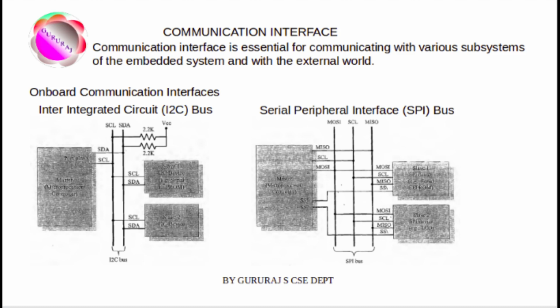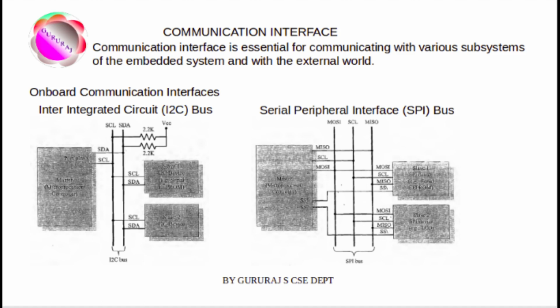SPI requires 4 signal lines for communication. They are MOSI, master out slave in; MISO, master in slave out; serial clock; and slave select. When compared to I2C, SPI bus is most suitable for applications requiring transfer of data in streams. The only limitation is that SPI doesn't support an acknowledgement mechanism.